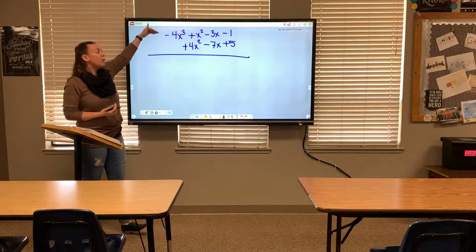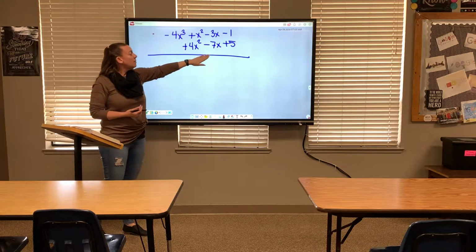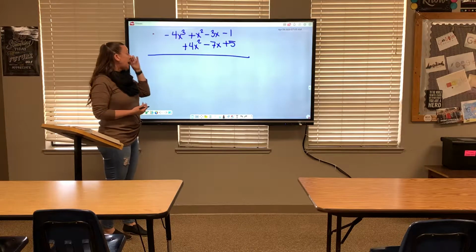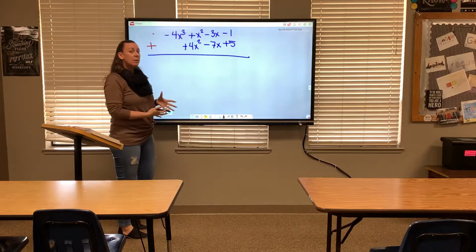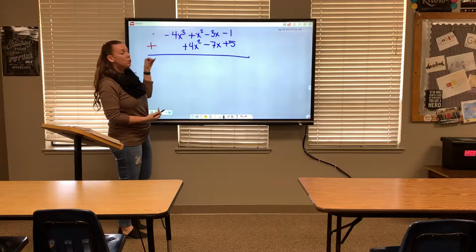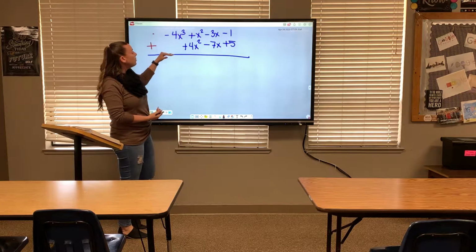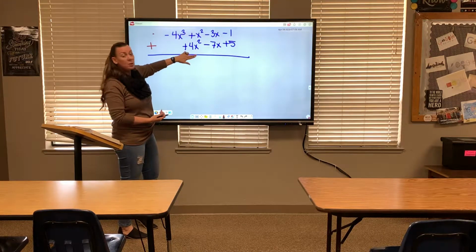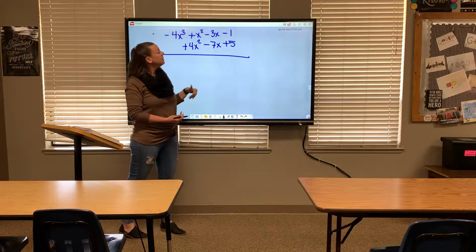These are the same polynomials. Negative 4x cubed plus x squared minus 3x minus 1 plus 4x squared minus 7x plus 5. Now, this is if we were working down. So I'm adding these two terms and I'm going to work down. I want to make sure that all of my common terms are stacked together. So I only have one x cubed, I have my x squared stacked together, I have my x's stacked together, and I have my constants stacked together.